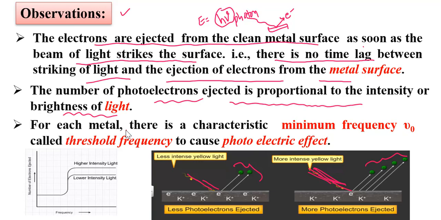For each metal there is a characteristic minimum frequency, nu naught, called the threshold frequency, to cause the photoelectric effect. To release the electron, each metal requires a different wavelength, depending on its ionization potential value. See here, first of all, a graph related to intensity is there. If you increase the intensity, high intensity, then the number of electrons is more; low intensity, so the number of electrons is less.